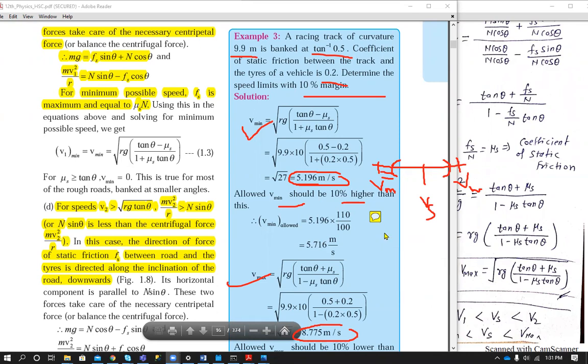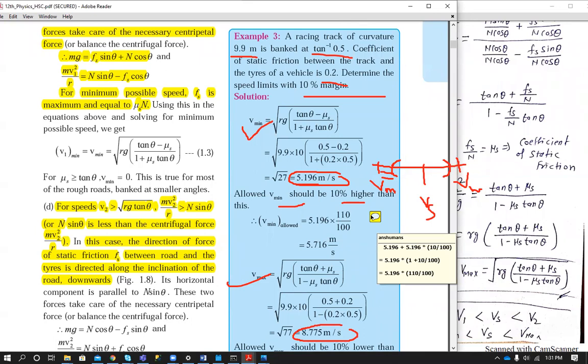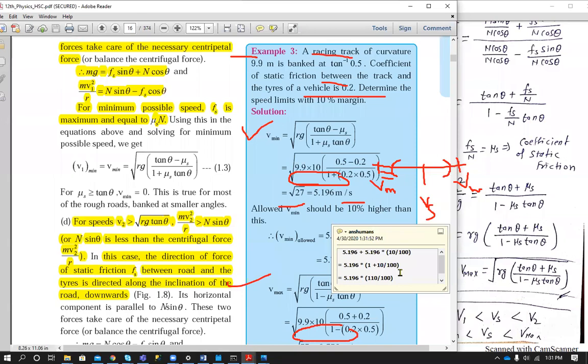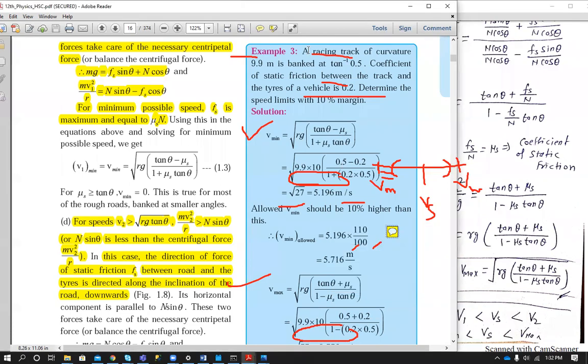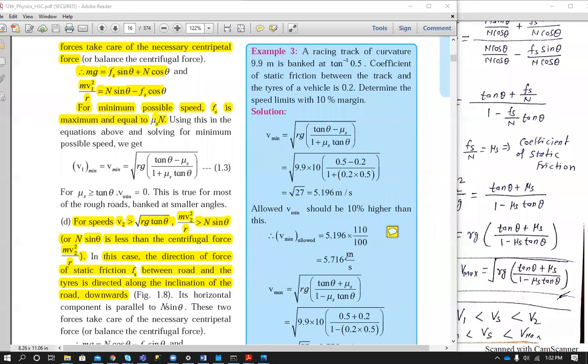So you can see here, 5.196, let me open the pop-up note. So here 5.196 plus 5.196 into 10%, that is 10 by 100. Many students get confused here. Let me see what is given earlier here for 10%. Let me clear all this. 5.196 into 110 by 100.